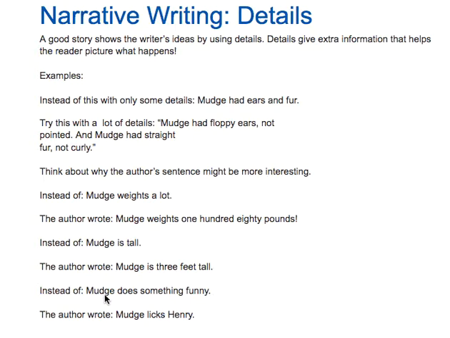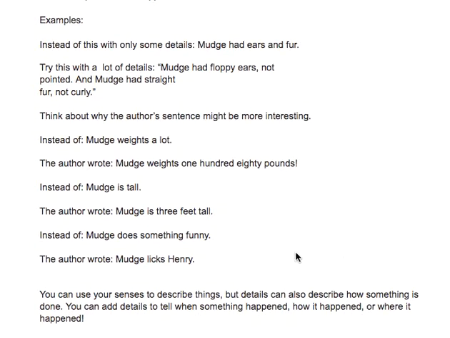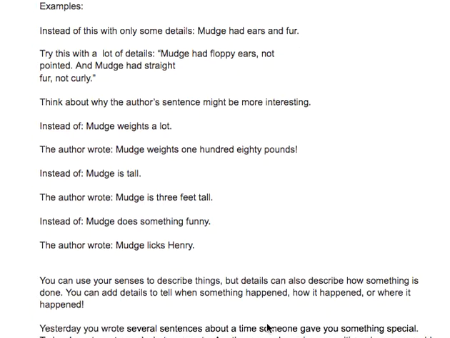And instead of Mudge does something funny, the author wrote Mudge licks Henry. Once again, when the reader reads Mudge licks Henry, they can now picture what it actually was that Mudge did that was funny. So you can use your senses to describe things, but details can also describe how something is done. You can add details to tell when something happened, how it happened, or where it happened.